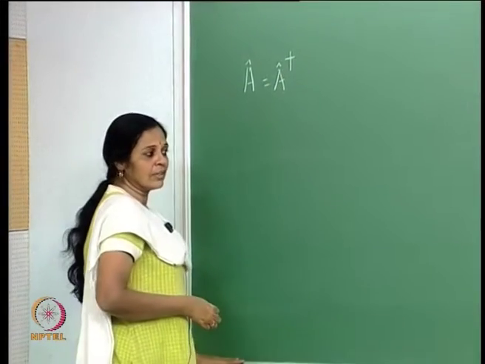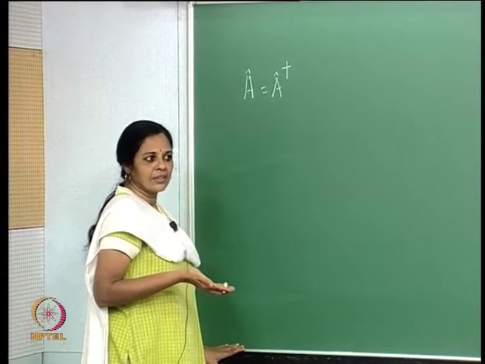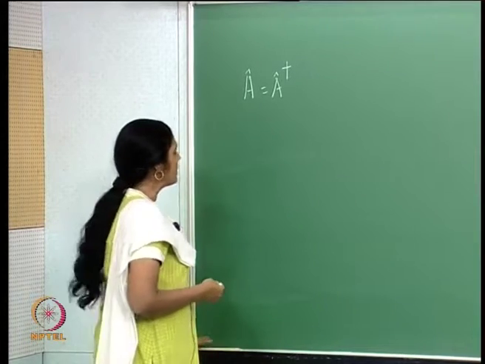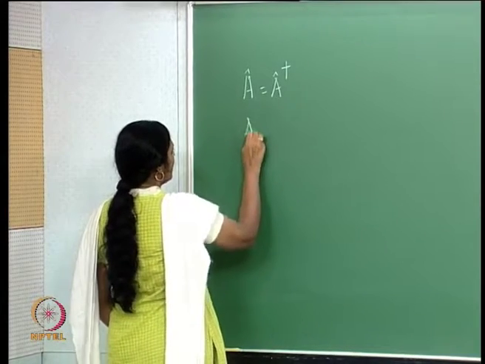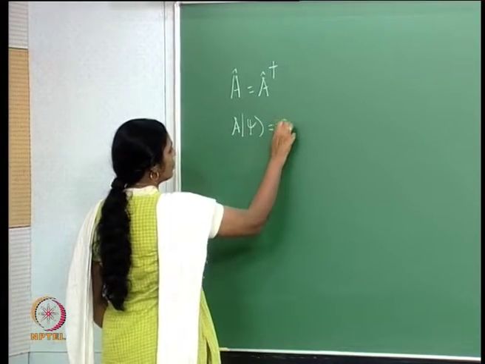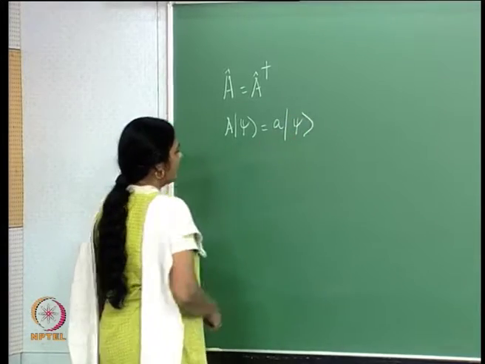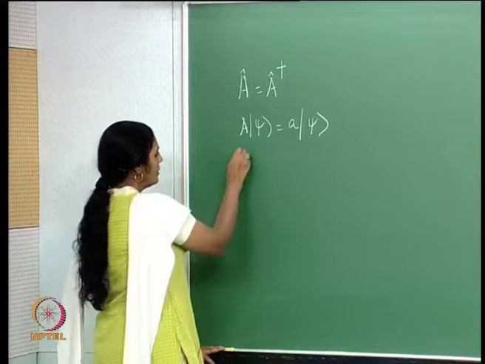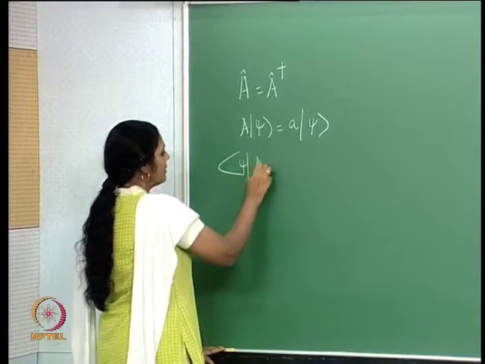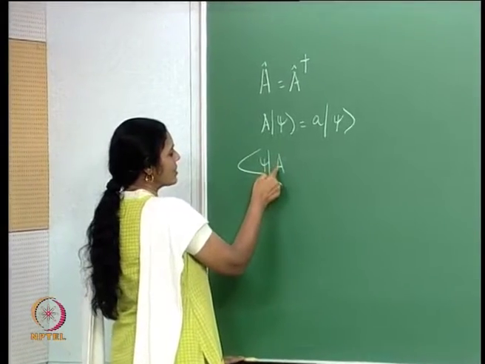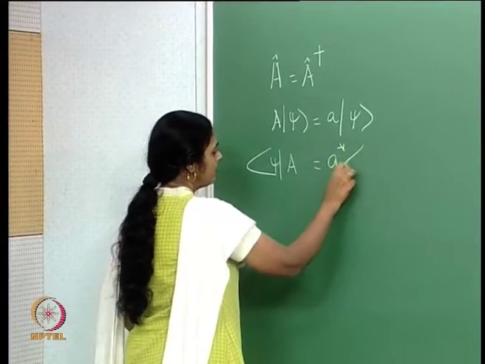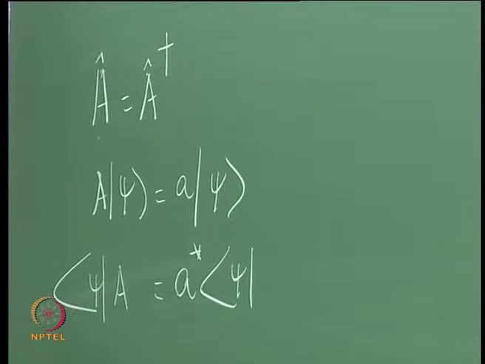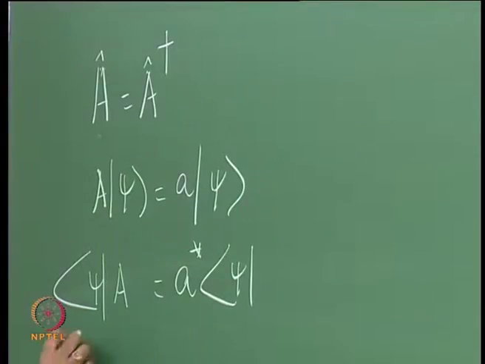The dagger would represent transpose, interchange the rows and the columns, and take the complex conjugate of every element. Suppose psi were an eigenstate of A and the corresponding eigenvalue is little a, then surely this is true. If I take the dagger, since A dagger is the same as A, I have this. The aim is to show that a is equal to a star, and that can be simply done as follows.